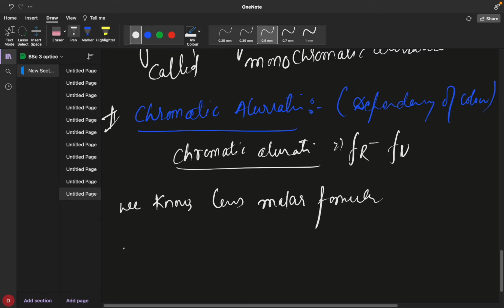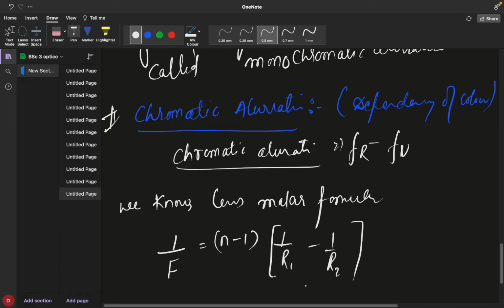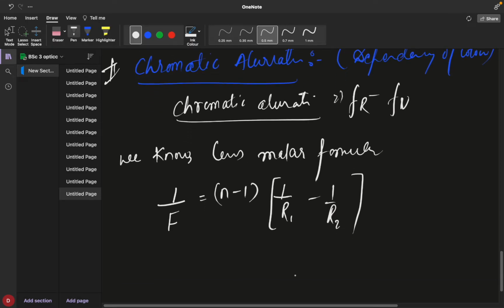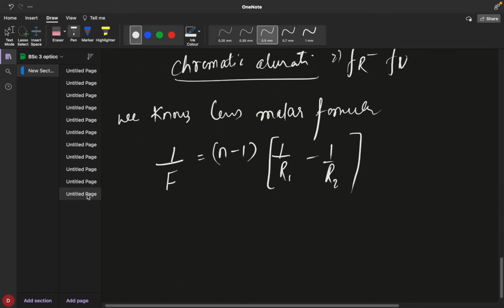So the lens maker formula says 1 upon focal length is equal to (n minus 1), where n is the refractive index, times (1 upon R1 minus 1 upon R2). Here R1 and R2 are the radii of curvature of surface 1 and surface 2 of the lens.